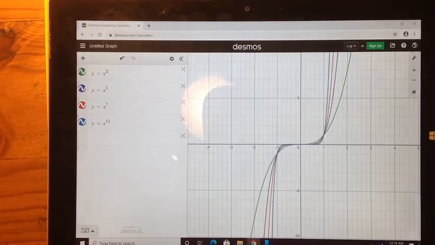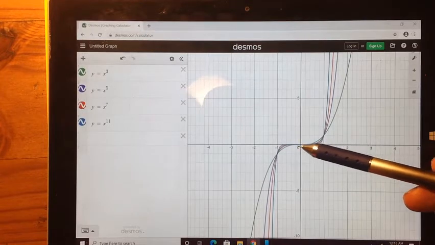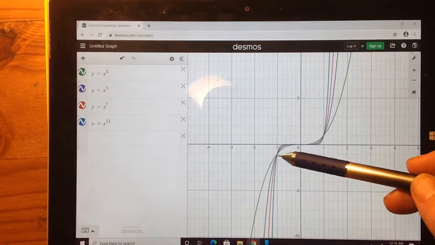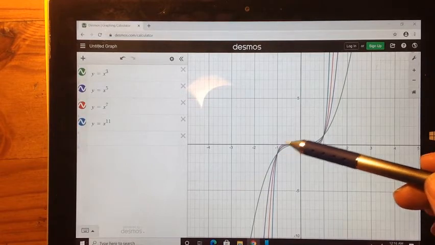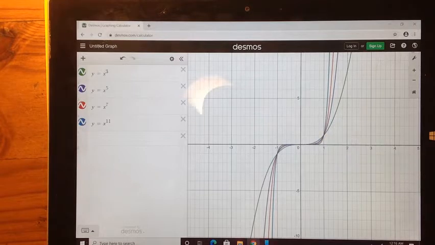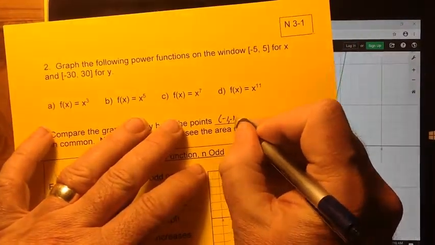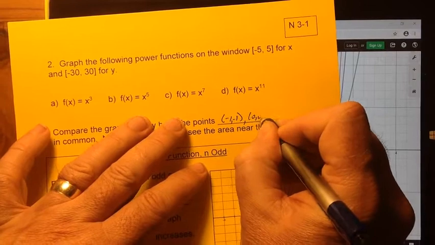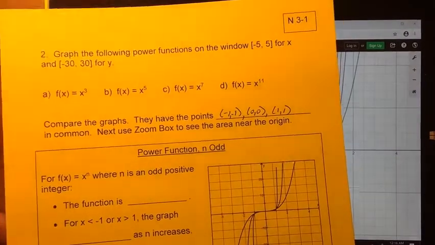Okay, so I've zoomed in. Instead of being negative 30 to positive 30, I'm looking at negative 10 to positive 10 now. And we know that they're all going to cross at 0, 0. That's pretty clear. We can also see they all cross right here at negative 1, negative 1, and right here at positive 1, positive 1. Okay, so once again we have 3 points in common: negative 1, negative 1; 0, 0; positive 1, positive 1.